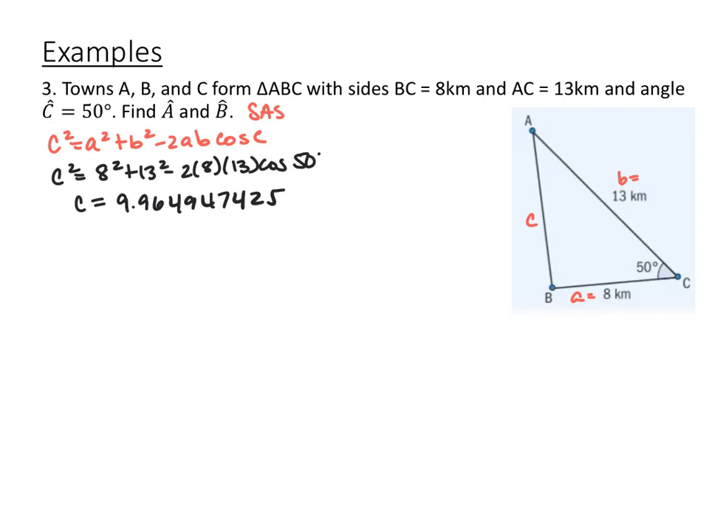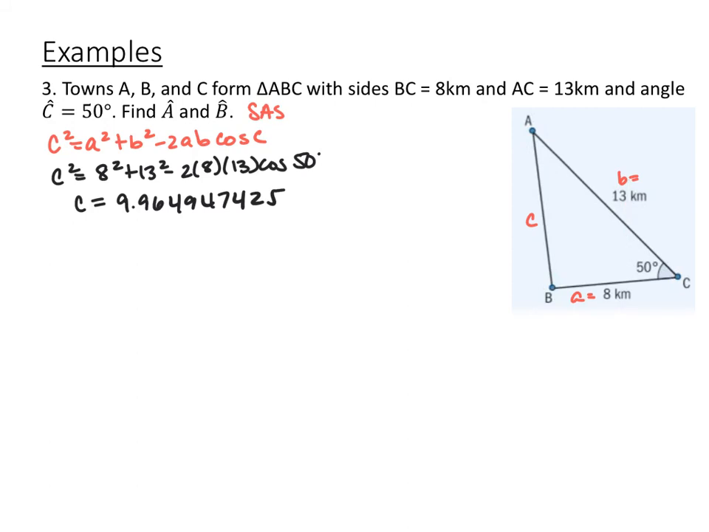So before you can find either of the angles, you have to find the missing side. Otherwise, if you try and plug it into law of cosines, you'd have a missing piece of information. So I know I can use law of cosines because it's a side angle side triangle. And I have side C squared, that's the side that I'm missing, is equal to side A, which would be 8 squared, plus side B, which would be 13 squared, minus 2 times 8 times 13, times the cosine of C, which is 50 degrees. I plugged that in my calculator, took the square root, and got side C to be 9.964947425 meters.